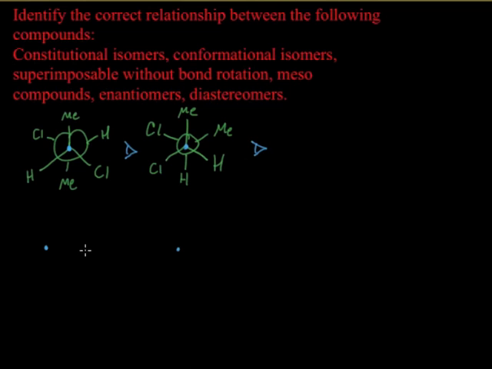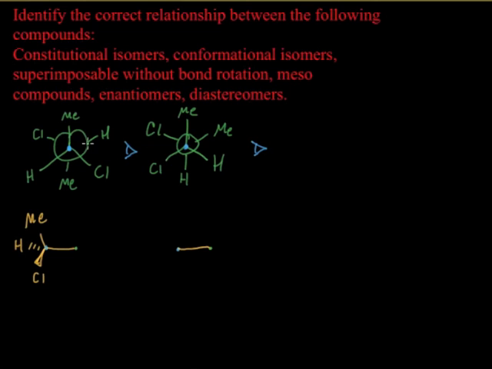and the green ones will be on the right. Alright, so there's the bond that we're looking down for the Newman diagrams. Okay, let's start on this one. On the blue carbon, we've got a methyl group going up, a chlorine coming towards us, that's going to be a wedge, and a hydrogen going away.